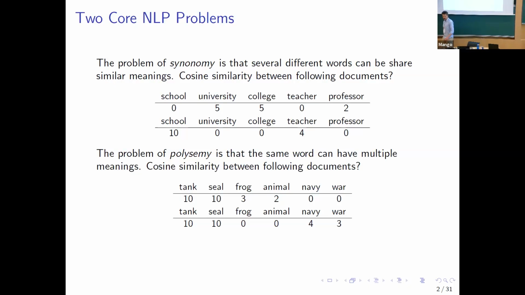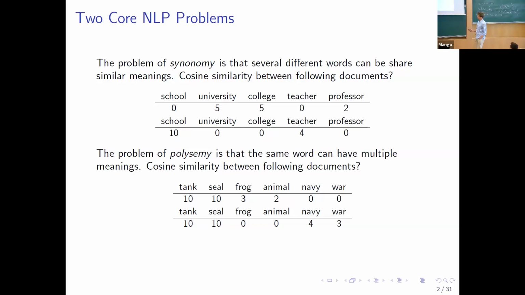All right, so here's a couple of documents in a document matrix. School, university, college, teacher, professor. So capital B equals 5, and I have these term counts, 5, 5, 2 in document 1, 10, 4 in document 2. What is the cosine similarity / Pearson correlation between these two documents? It would be 0.